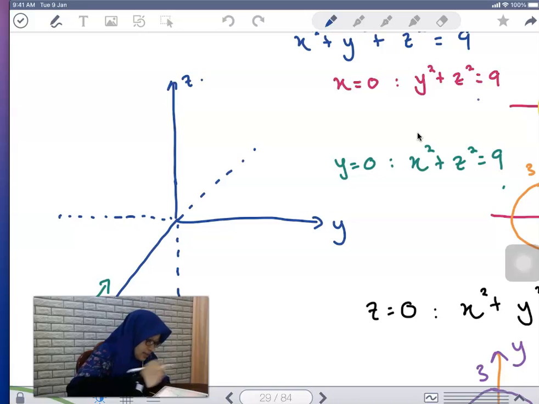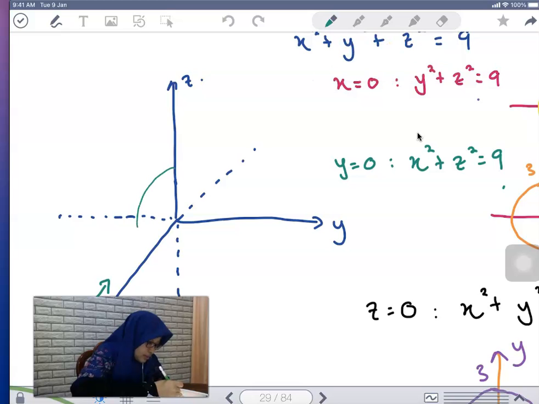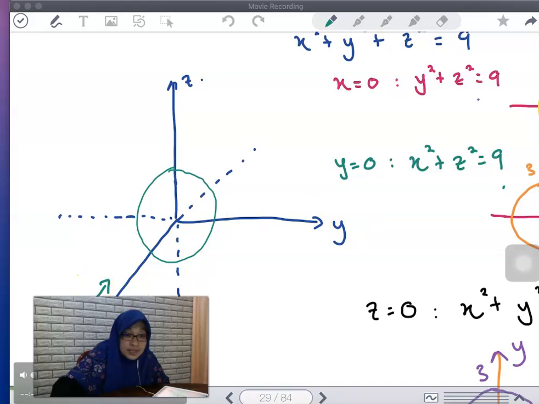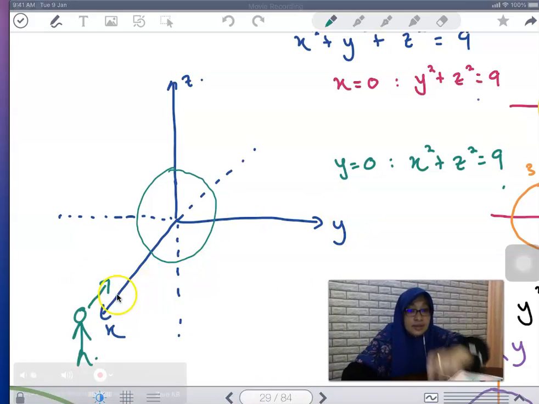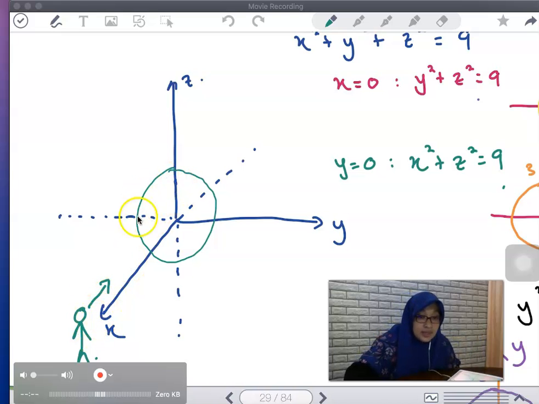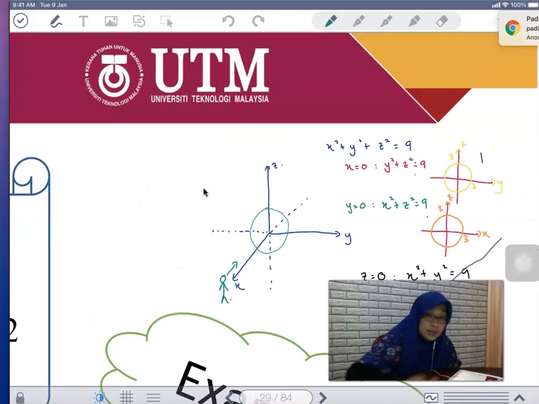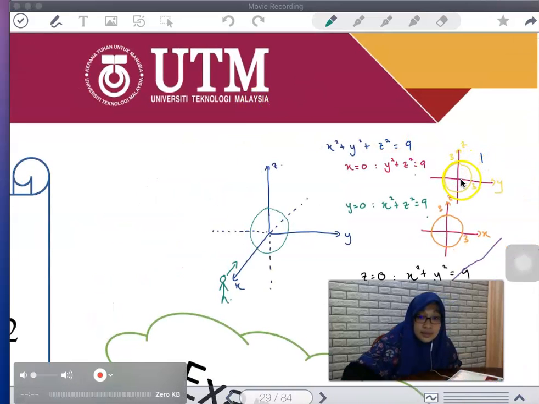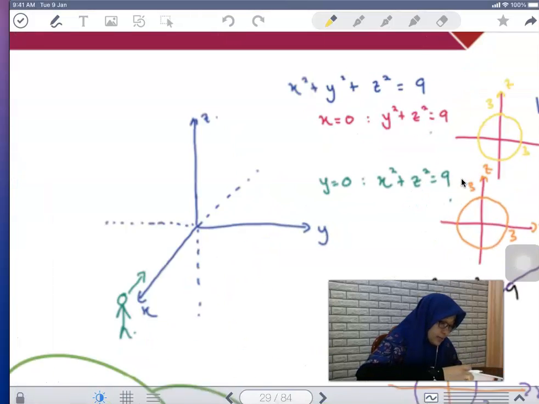Okay, so firstly, I'm sketching the circle where you can see from this side. When you can see from this side, you can see the circle. Which circle? This circle. Okay, I should draw the same color. Yellow. So now I have yellow.